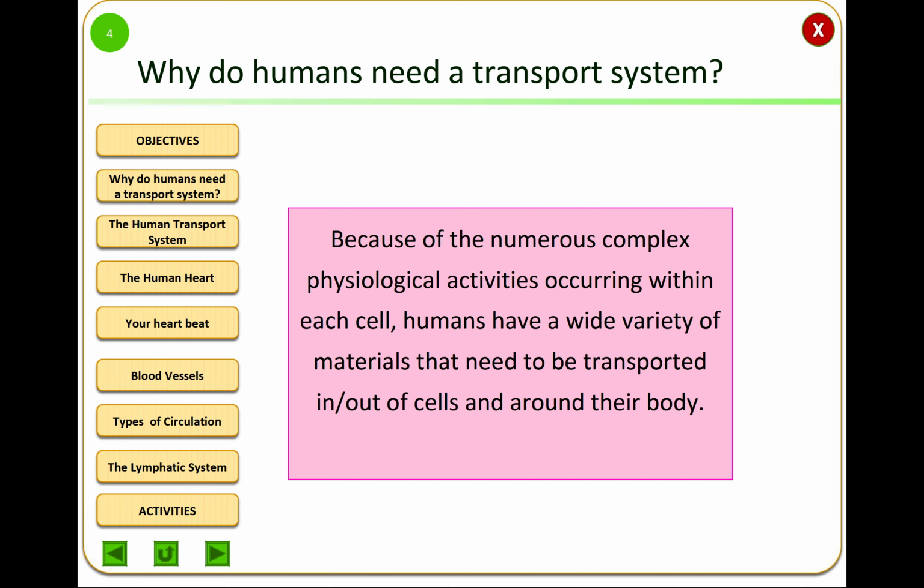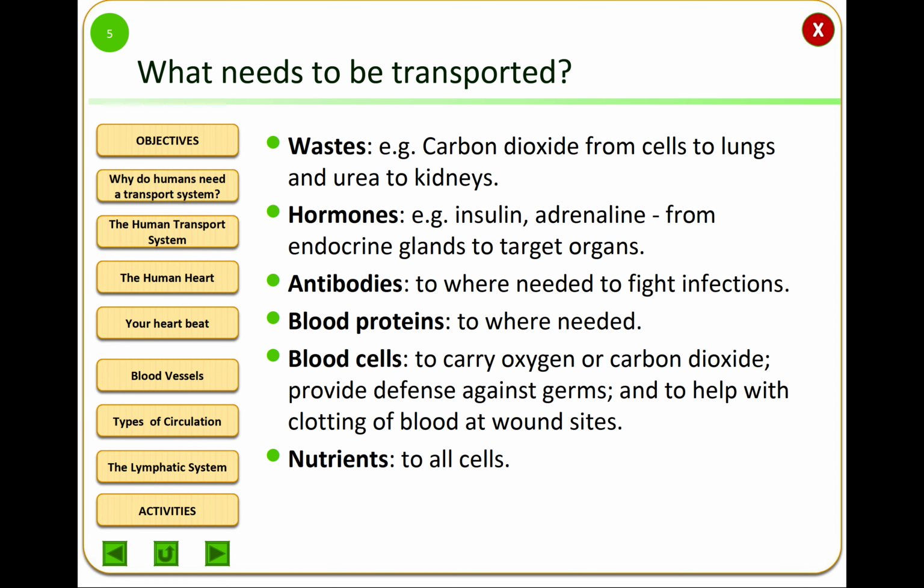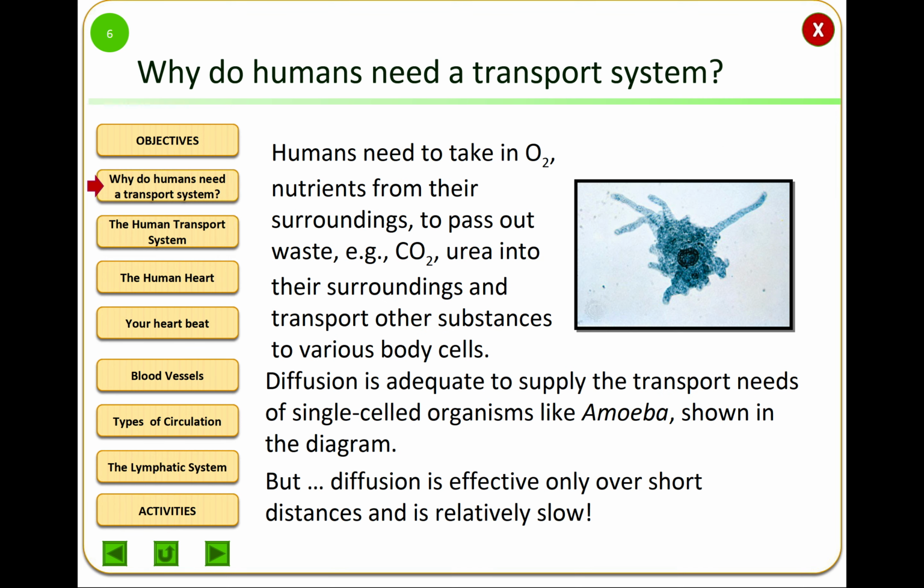human, to have a wide variety of materials that need to be transported inside or outside of the cell around the body. That's why we have these materials as examples: waste, hormones, antibodies, blood proteins, blood cells, nutrients. All of these things are important, and they are found as parts inside our body. Some of them are important, some of them are material that cannot be kept inside the body. That's why we have to get rid of them.